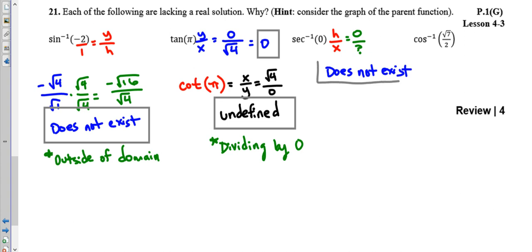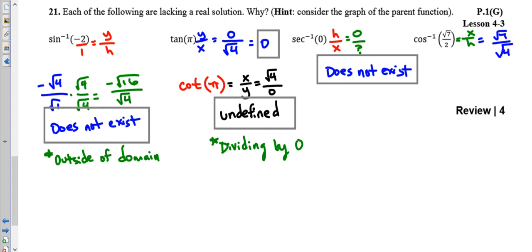And finally, we come to this one. Here, cosine inverse square root of 7 over 2. Now, if you think about it, here's what this is saying. Cosine, psi y, cos x, tangent is y over x. This is x over h. And we are saying the x is square root of 7, the h is 2. Well, where does the value 2 come from? Like what square root? Answer, it would be the square root of 7 over the square root of 4.